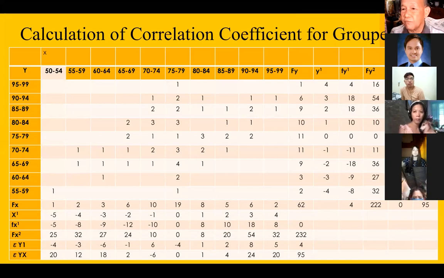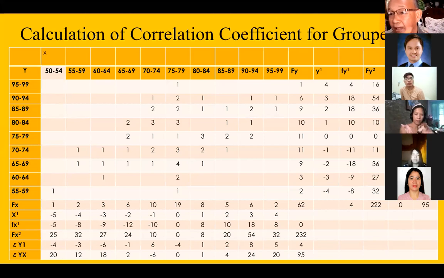Afterwards, the Fy prime square. In math, when you say Y square, you mean Y times Y. So what you see here is the symbol Fy prime square. It doesn't mean Fy prime times Fy prime. What we square there is only the Y prime. So that means 4 times 4 is 16. 3 times 18 is 54. 2 times 18 is 36, and so on. Then get the sum. The sum is 222.